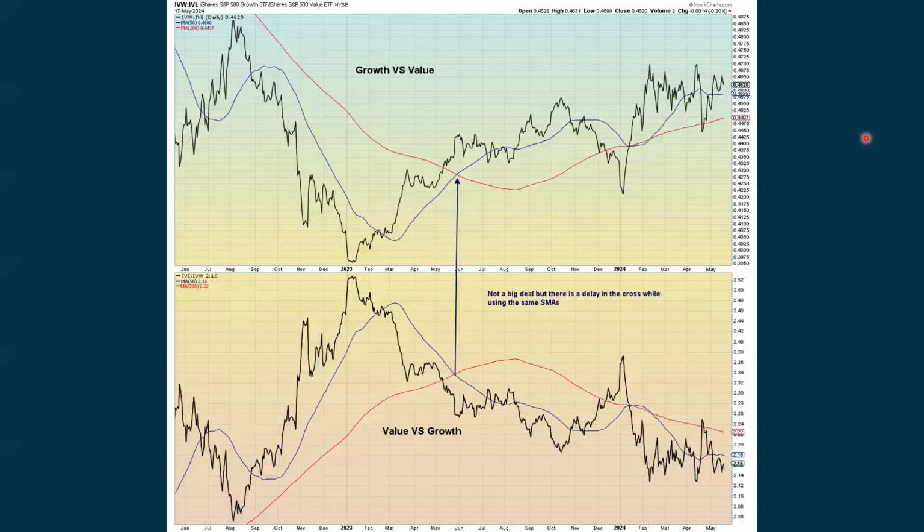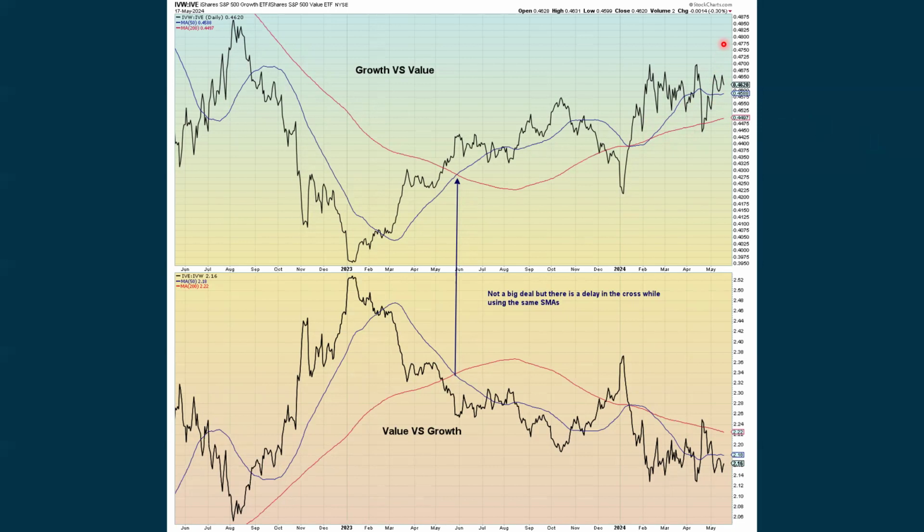We want to see growth outperforming value. So in order to do that, we look at ratios. And growth is outperforming value, but it's not really screaming to the upside. It's in an uptrend and it is doing better, but we would want to see this go up more than what it's doing right now. So this is just a little bit of a warning sign to us, just to be aware of this.